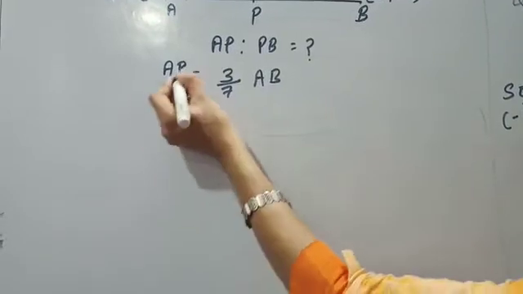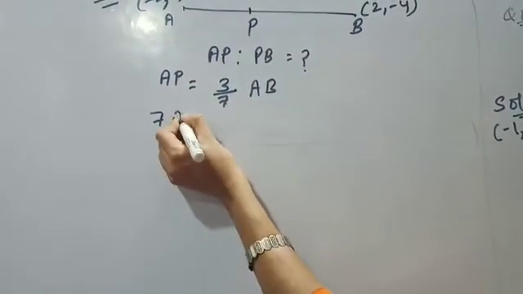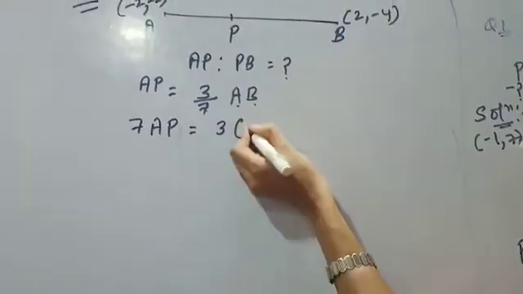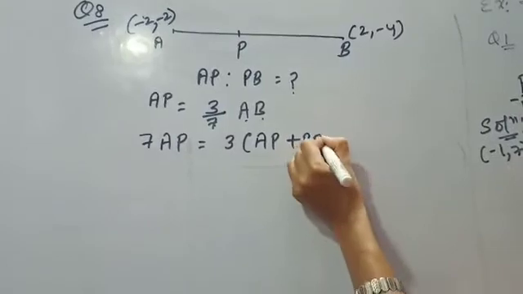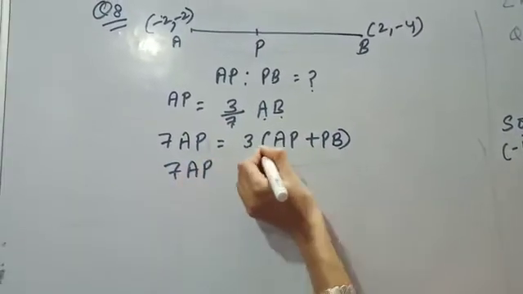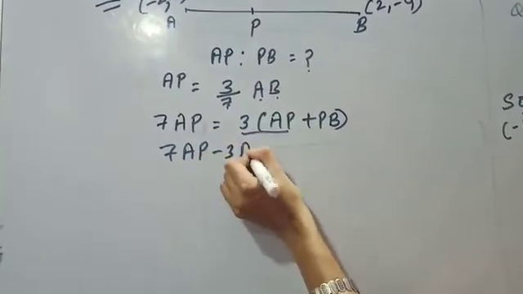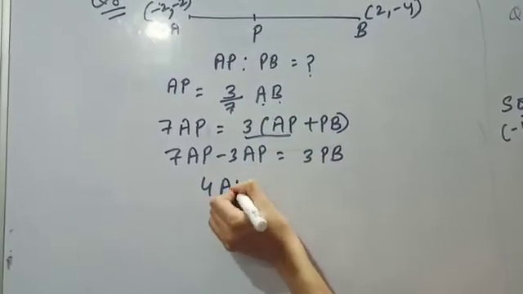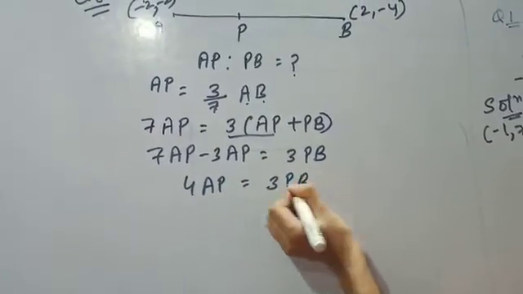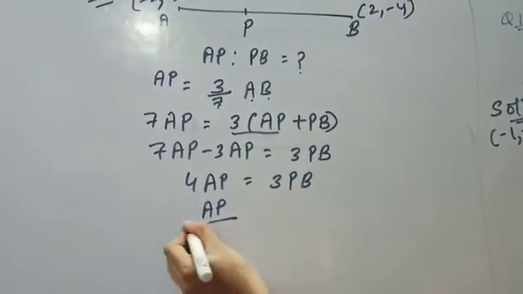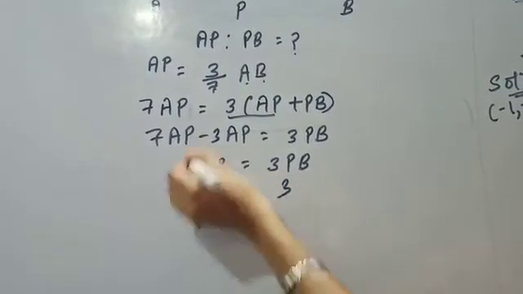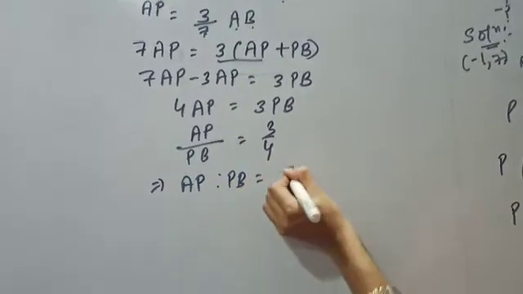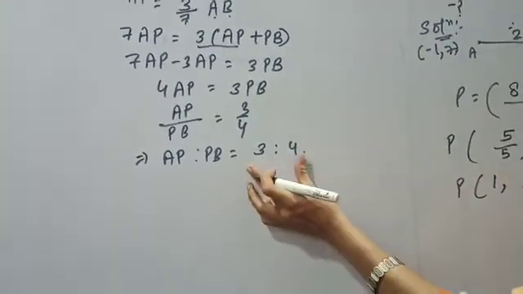So what is the ratio? 7 times AP is equal to 3 times AB, and AB is divided into two parts, AP plus PB. So 7 times AP is 3 times AP plus 3 PB. Then it makes 4 times AP equal to 3 times PB. Now AP to PB is 3 to 4, so we write AP:PB as 3:4. Now the ratio is found.